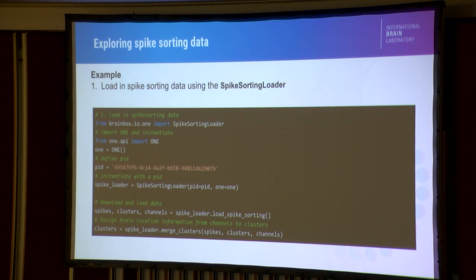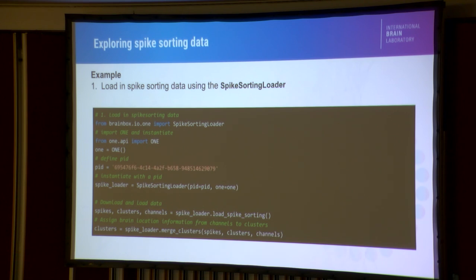So here we load in the spike sorting data using a specialized function called spike sorting loader. Here we have to define a PID of interest, and we instantiate the spike sorting loader with that PID and also ONE. Then we download and load the data using a specialized function called load spike sorting. One thing that you have to note here is that the spike loader you get as output of the spike sorting loader is not yet the data. You have to call this function called load spike sorting in order to get it.